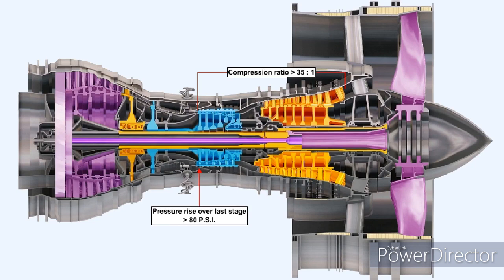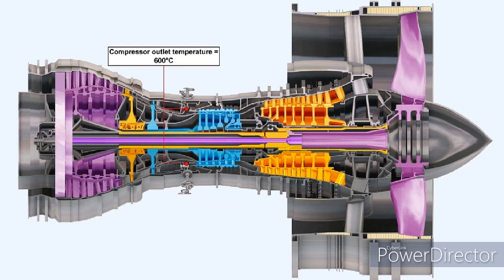So effective is this method of compression that in an engine like the Rolls-Royce Trent, compression ratios in excess of 35:1 can be attained. In this engine, the pressure rise over the last stage may be greater than 80 pounds per square inch. The high pressures generated can result in compressor outlet temperatures of up to 600 degrees Celsius.